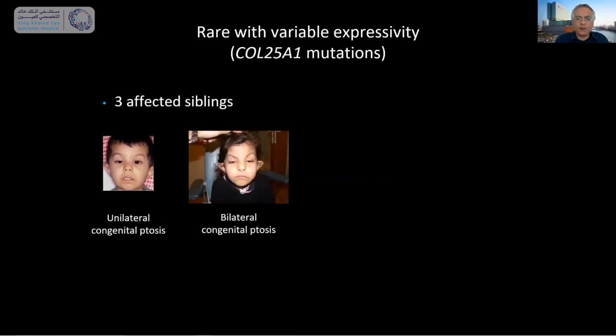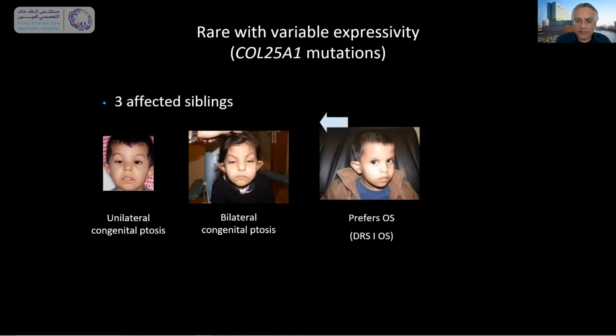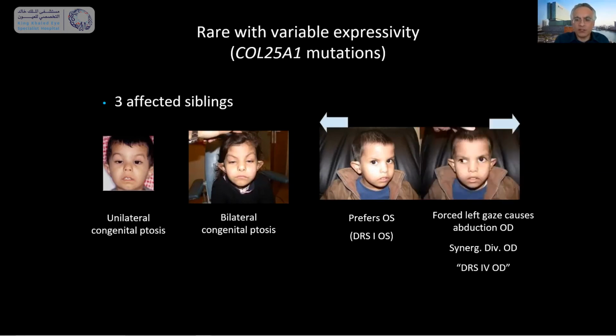This is the final one I want to show you, gene mutation. This is a really interesting family. 3 affected siblings. One boy has unilateral congenital ptosis. The sister has bilateral congenital ptosis. And now the brother. Now the brother has Duane syndrome type 1 in the left eye, okay? That's why he has a left face turn, because he cannot abduct that left eye well. But what he has in the right eye, he has a weird form of Duane syndrome, which is sometimes called Duane syndrome type 4, Duane syndrome with synergistic divergence.